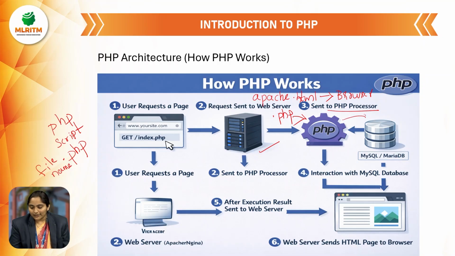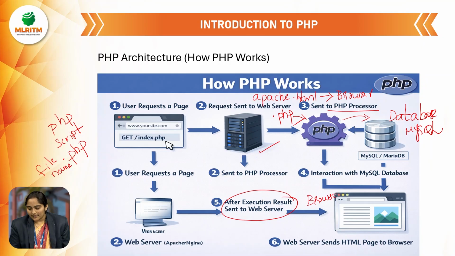If the script requires any data, it will contact the database. Usually the most popular database is MySQL. After contacting the database, the PHP processes the script, and the result is sent to the web server again. After execution, the web server sends the result back to the browser, and the browser displays the result to the user. This is how PHP actually works.